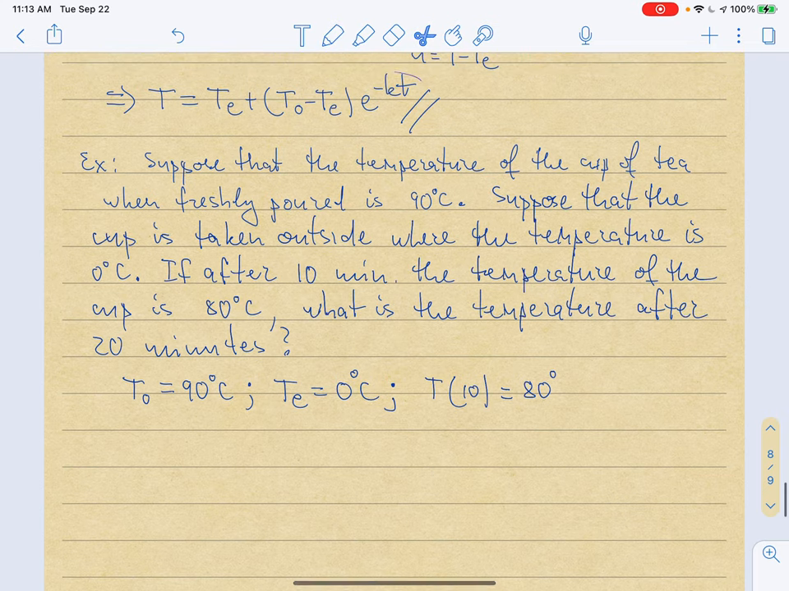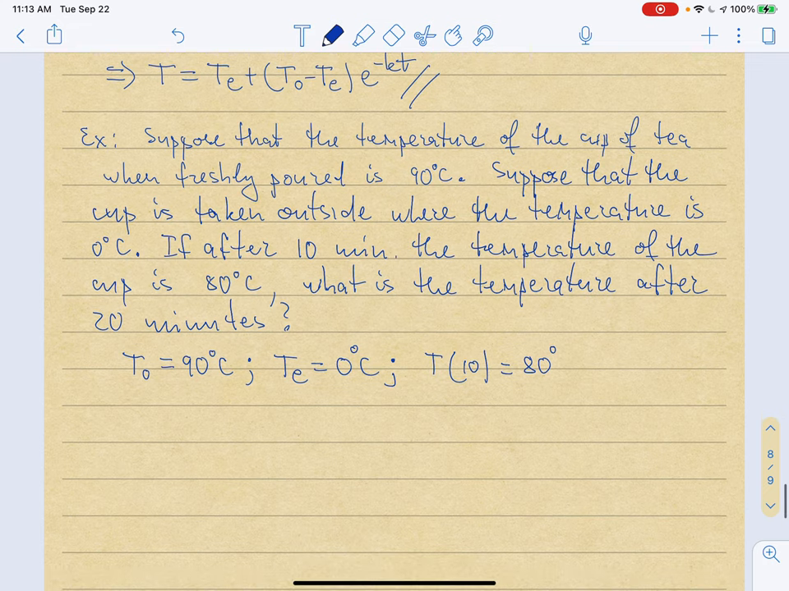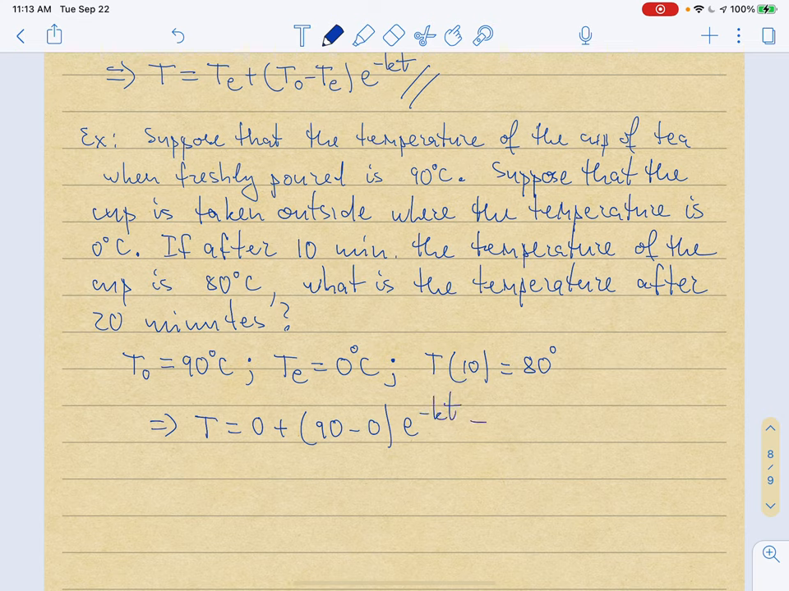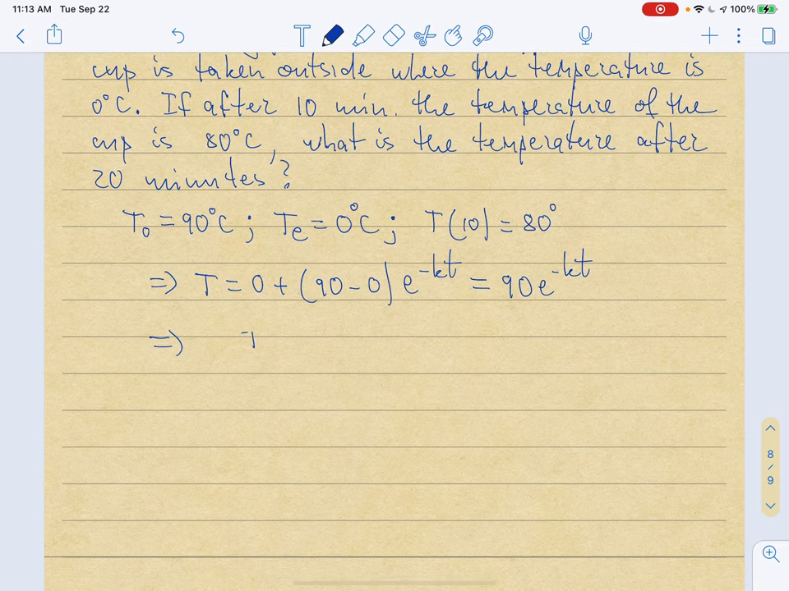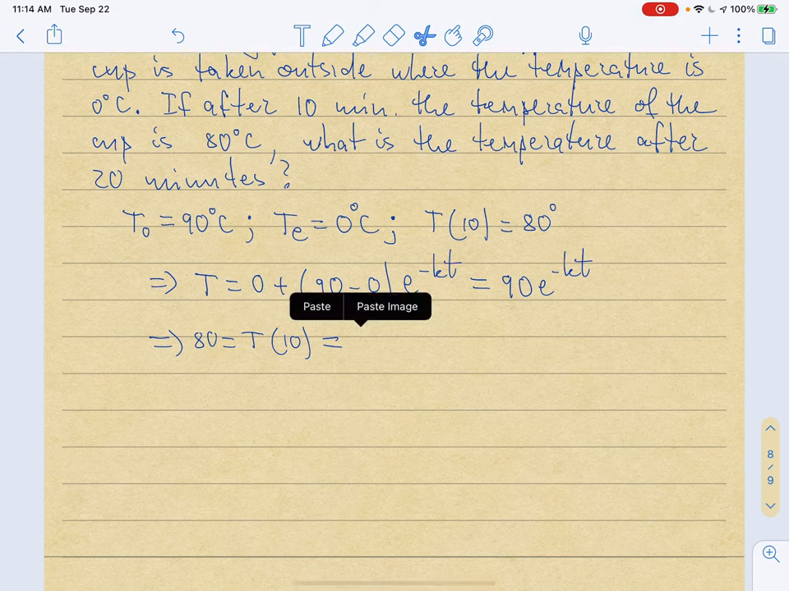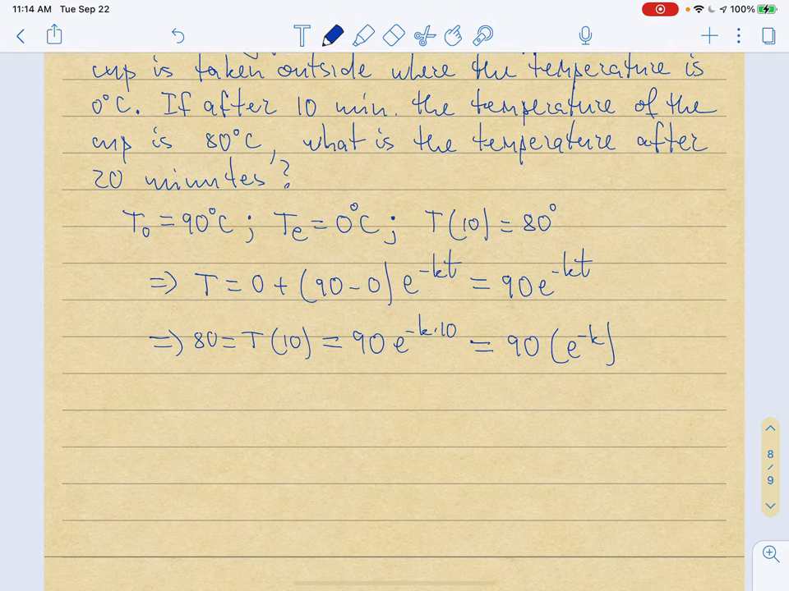Okay, so from the general equation for Newton's law of cooling, what do we know? We know T0 and TE. So then T must be TE, which is 0, plus (T0 minus TE), 90 minus 0, times e to the minus kt. So this, when simplified, is just 90 e to the minus kt. And so then, the temperature after 10 minutes is supposed to be 80 degrees on one hand. On the other hand, I'm going to get it from here when t is equal to 10. So this is the same thing as 90 e to the power minus k times 10, which I will write as 90 times e to the minus k to the power 10.